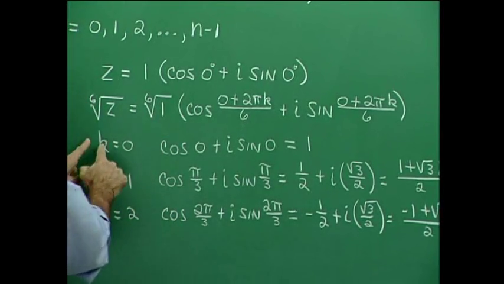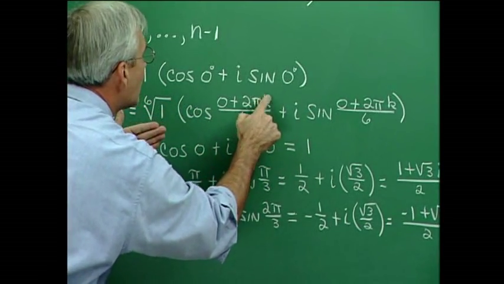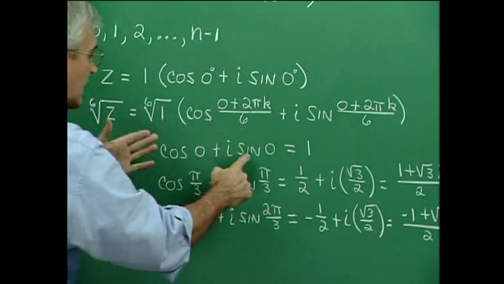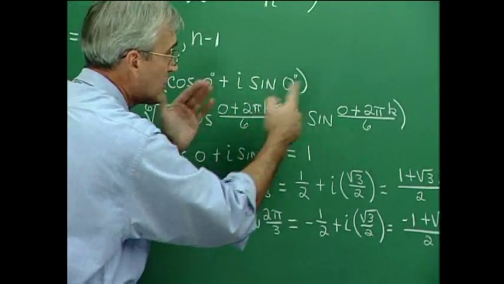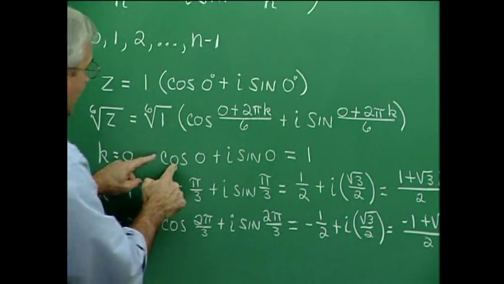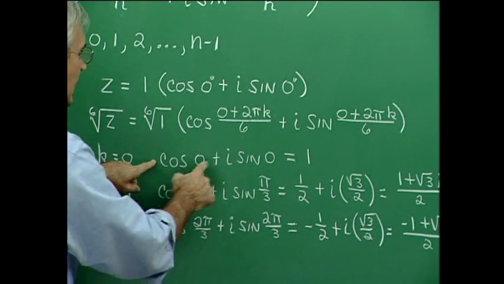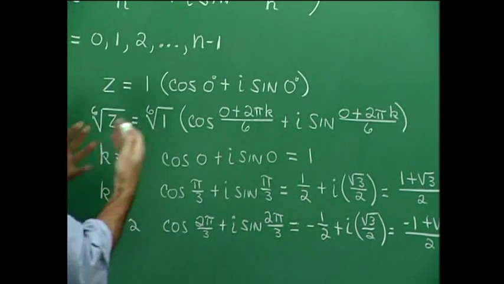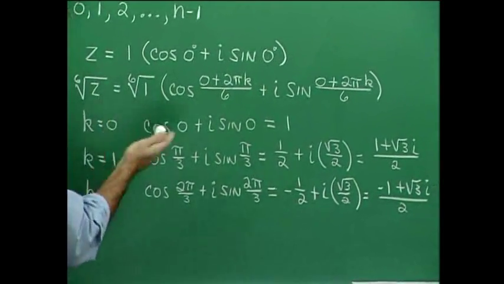So away we go. Let's let k be 0. If k is 0, then this term goes out. We have 0 over 6. Oh, that's the cosine of 0. And then the same way with the sine. The really nice thing about this is that once you evaluate one of these fractions, you have automatically evaluated the other. So we have the cosine of 0 plus i sine 0, and the cosine of 0 turns out to be 1, and the sine of 0 turns out to be 0. So we have 1 as one of the 6 roots of 1, as we found before. We found 1 to be one of those.